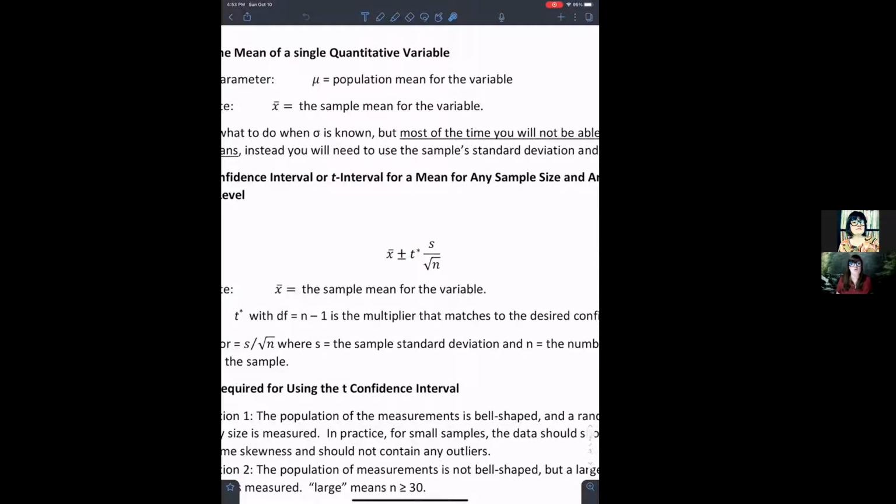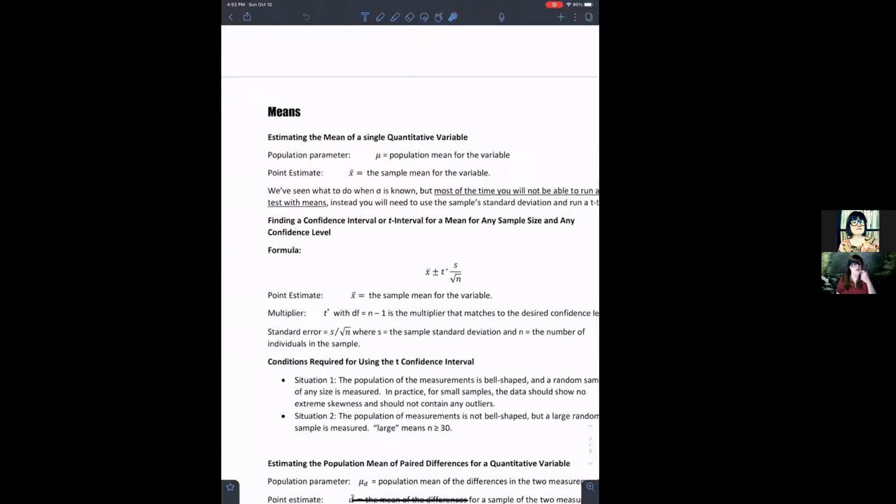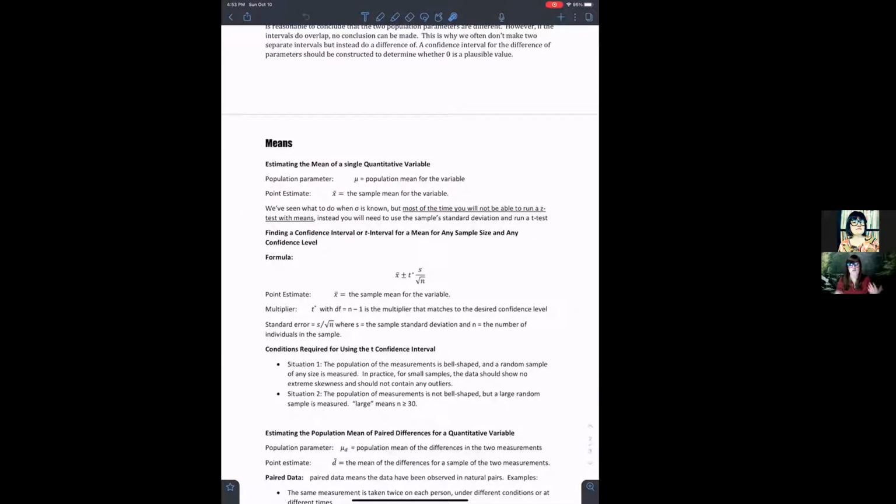t-scores for our multipliers. And if you've forgotten about this, go ahead and go back to week 2 and check out our stuff there. I also have at least one reading this week to remind you about the differences between t and z estimates.